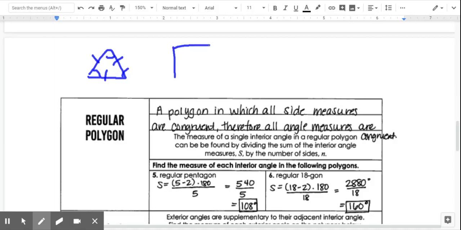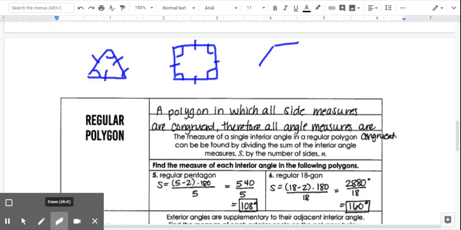Another example of a regular polygon is a square. All sides are congruent. All angles are 90, which are congruent. A regular pentagon. Nope, that was not.